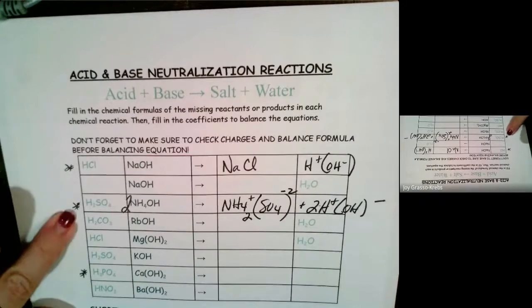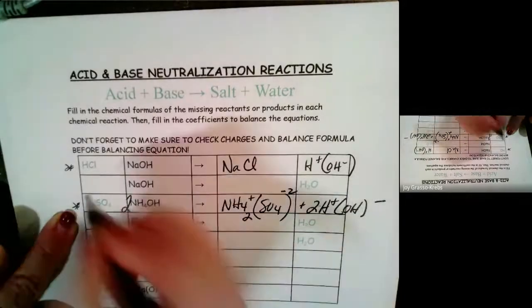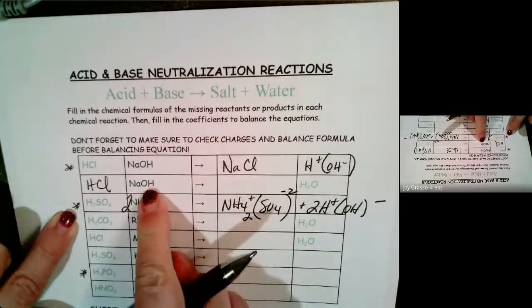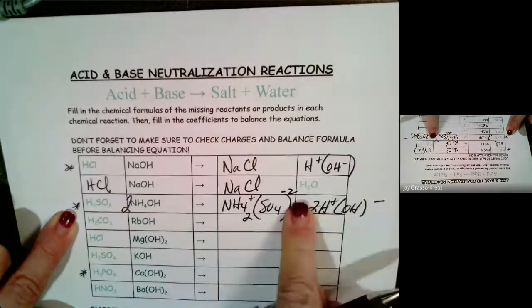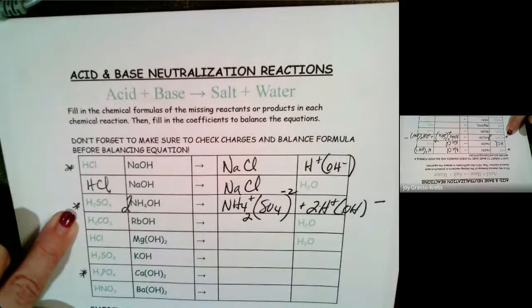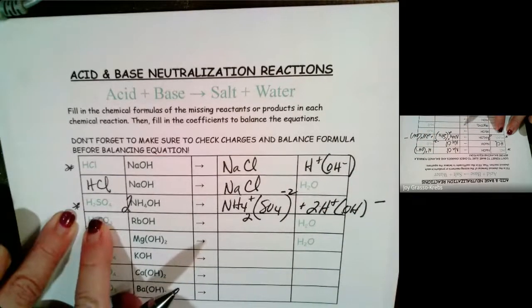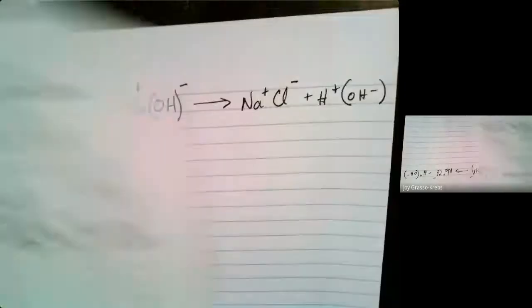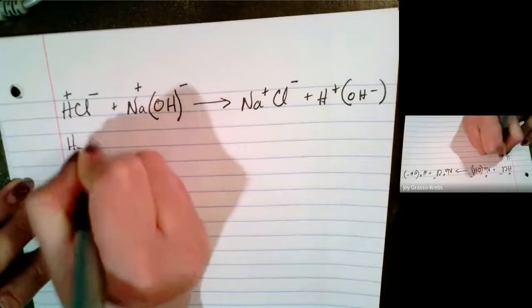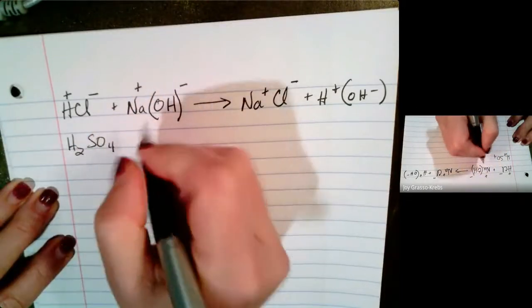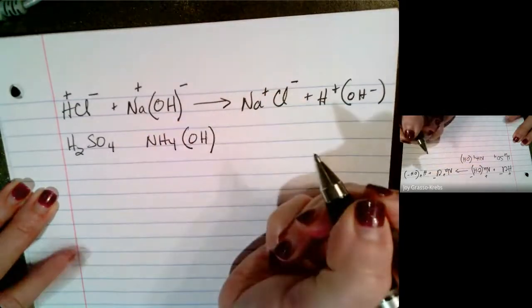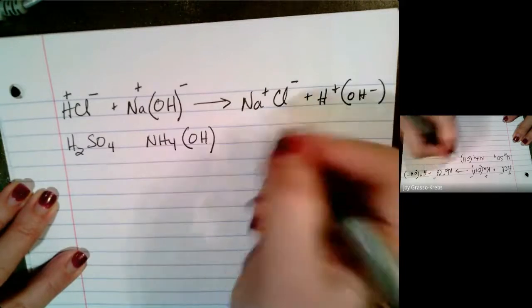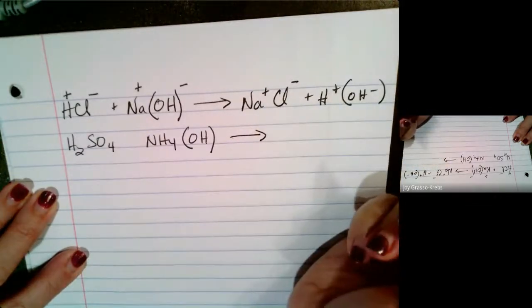Now, I'm going to jump right down to number 3. This answer here was just the same thing. It was HCl plus sodium hydroxide becomes sodium chloride plus H2O. So that was just a fill-in. But let's look at this reaction. H2SO4, which is sulfuric acid, reacting with NH4OH, ammonium hydroxide. Okay. Again, it's an acid plus a base.